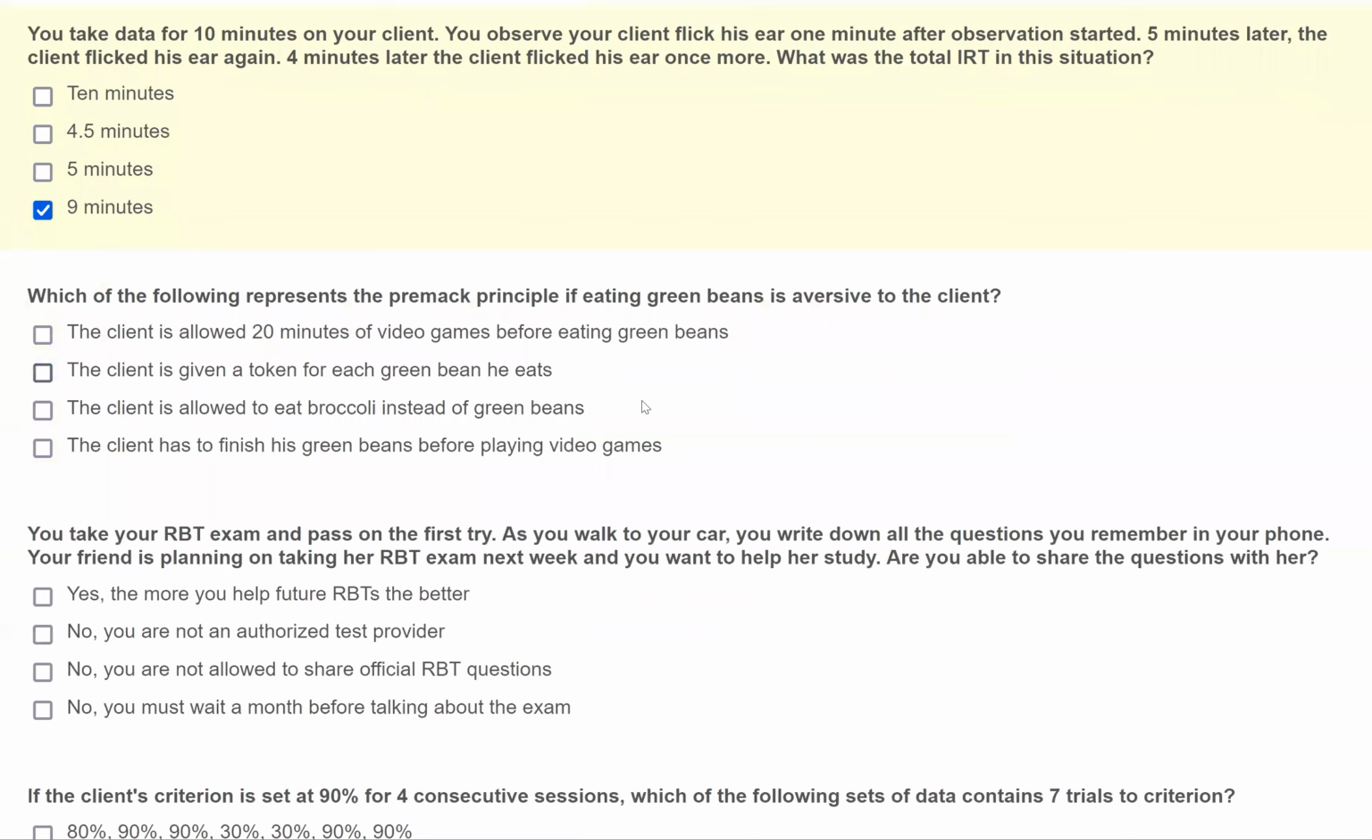Which of the following represents the Premack principle? Eating green beans is aversive to the client. Whenever we get a term in our question, what do we do? Define it. It's going to make the question easier.